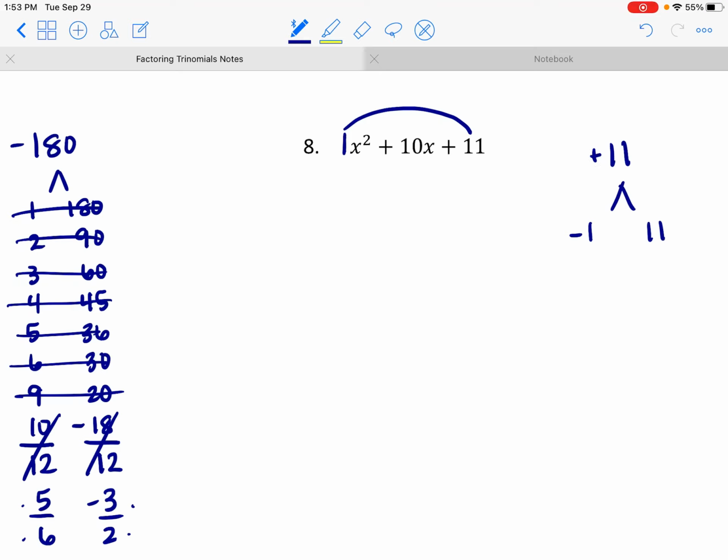This is a positive 11. So the only way to get a positive 11 is if both are negative or both are positive. And this makes a negative 12, and this makes a positive 12. There's no way I can get a positive 10, which is what I need in the middle. The only factors of 11, right, are negative 1, negative 11, or positive 1, positive 11. In either case, they add to 12 or negative 12. They do not make the 10 that's in the middle.